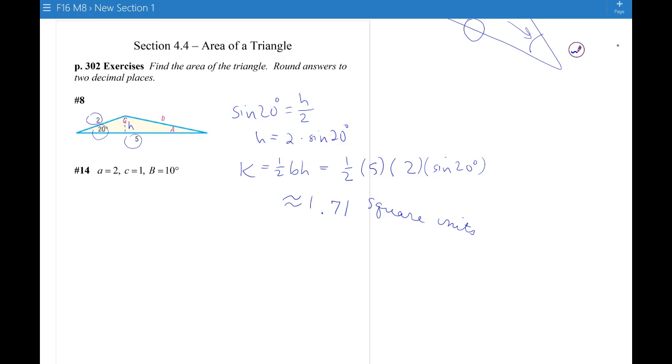And then notice you don't have to have a triangle drawn to be able to solve this. If we notice we have side length A and side length C, and B is the angle in between them, we can just use the formula. Let's say K is then going to be 1/2 side length A times side length C times the sine of the 10 degrees. So we're going to get about 0.17 square units. That's a very small triangle.